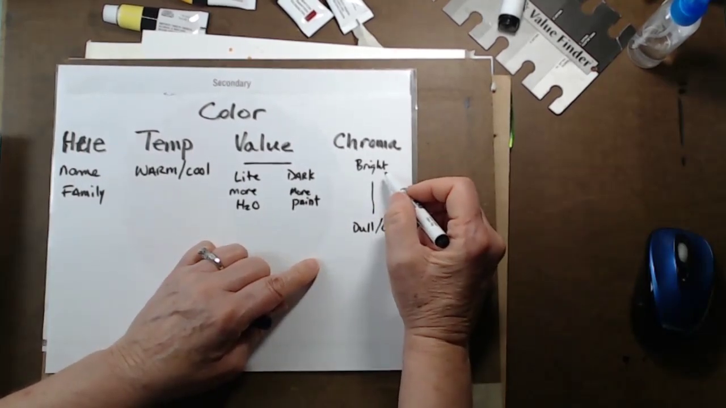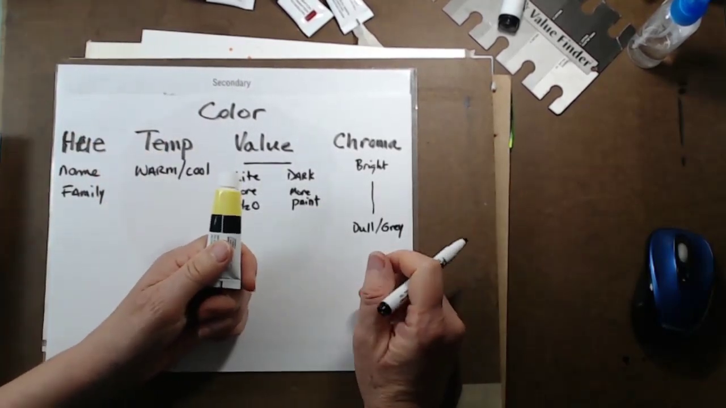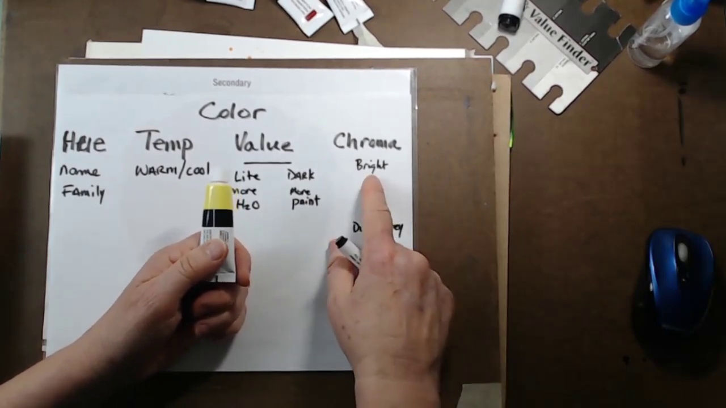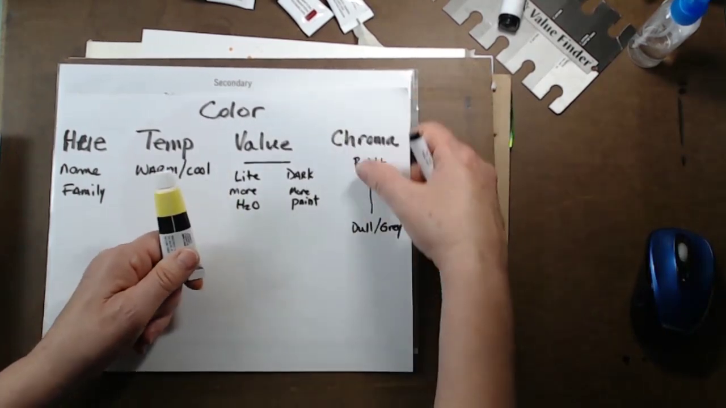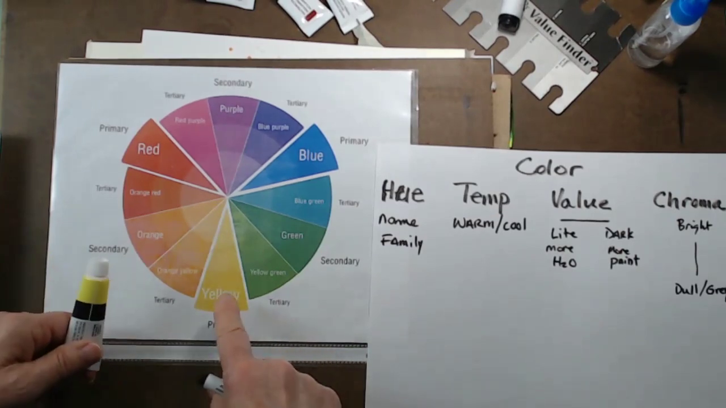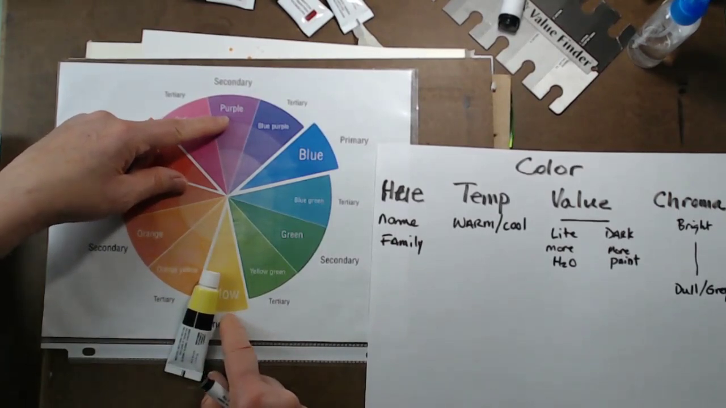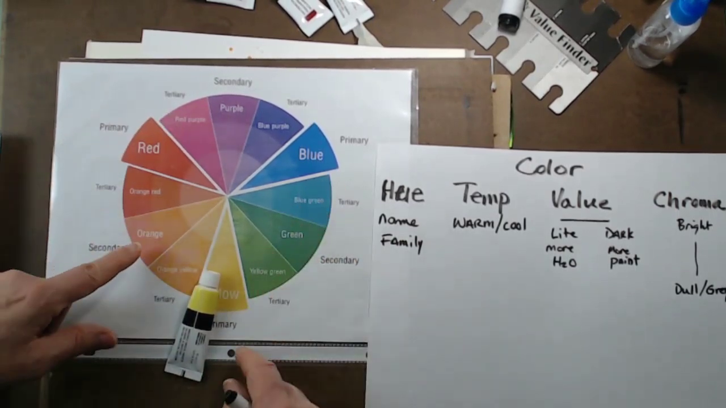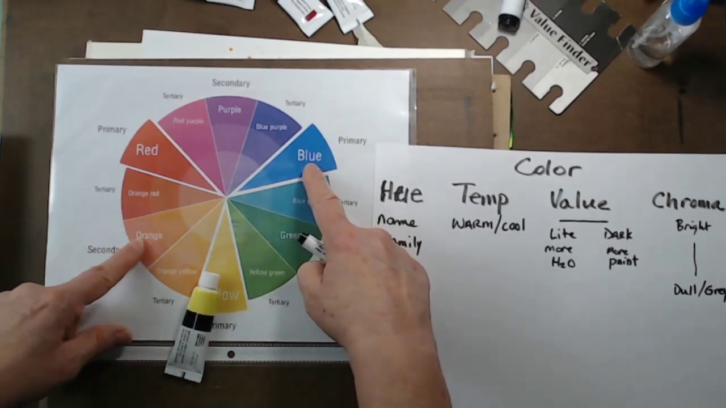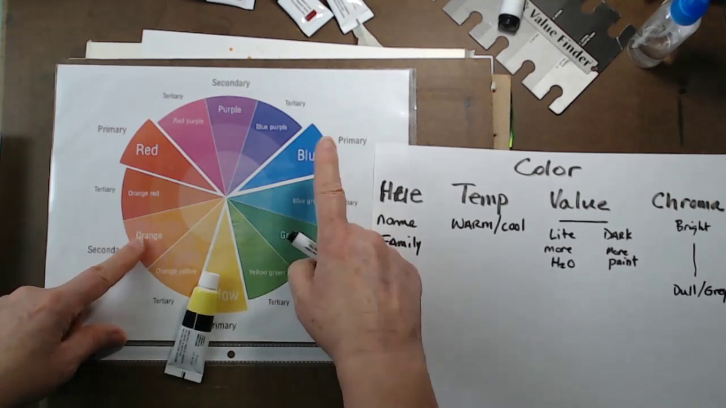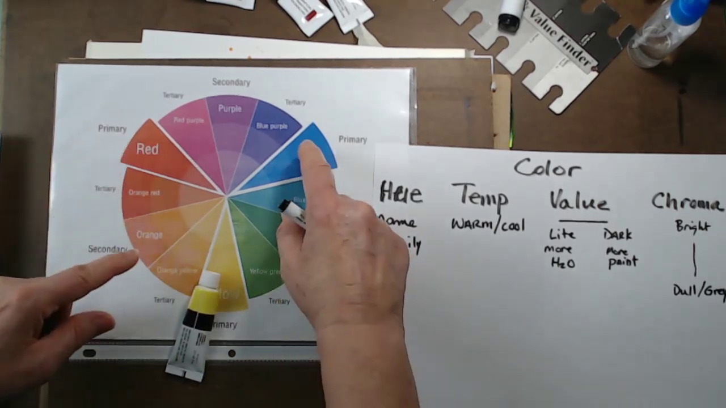The brightest the color can be is straight from the tube. So this is the brightest you can get it. A quick way to dull down yellow is to add purple. If you're on yellow and you want to dull it, you add its opposite on the color wheel. So if you have orange and you want to dull it, you add blue. If you have blue, you add orange. The opposite. If you have red, you add some green. If you have green, you add some red. So you add the opposite color.